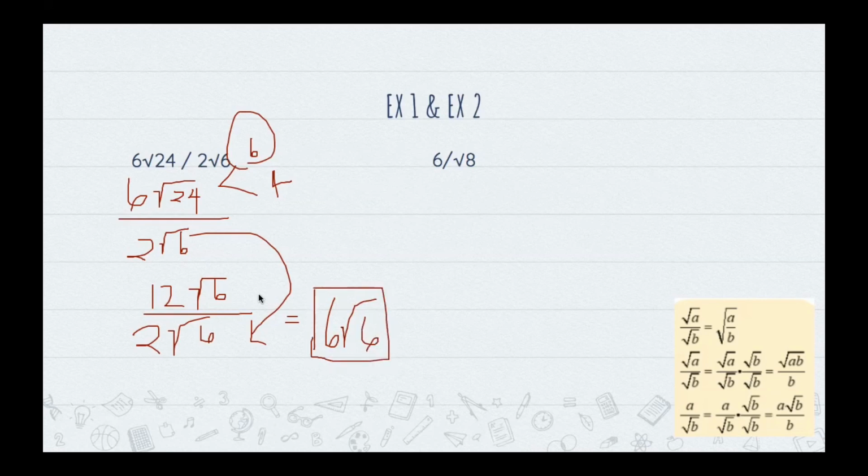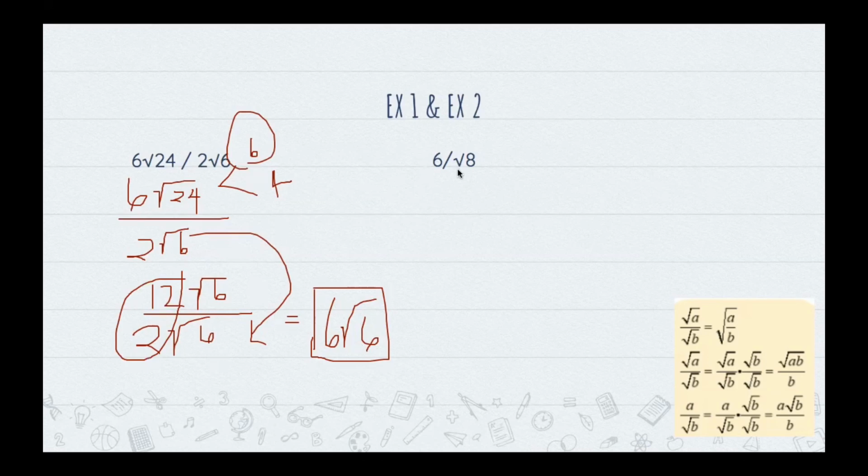So first you want to see if you can make these have the same radicands so it's easier to divide. And then once you have the same radicand, you can just divide the outside numbers from each other. So 12 divided by 2 would be 6, and then you bring down the radical 6. So that's how you do the first problem.